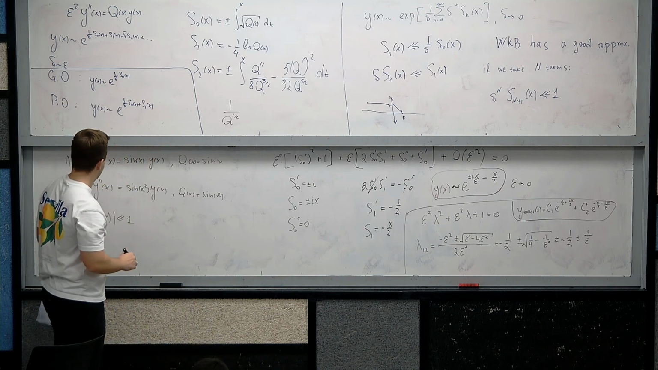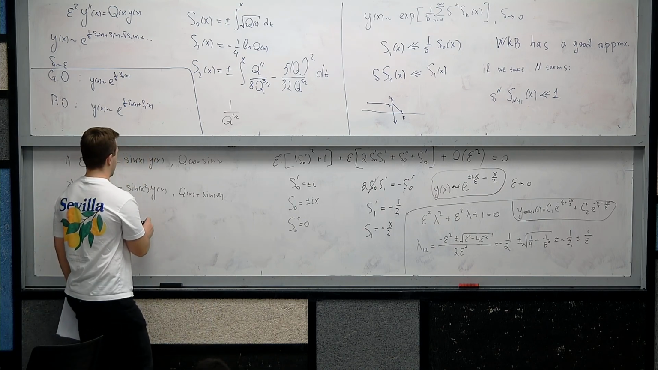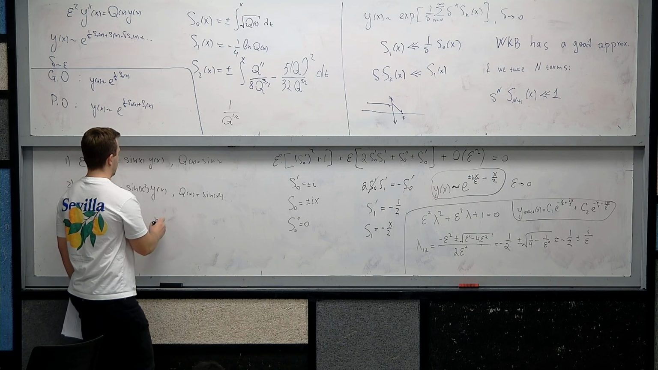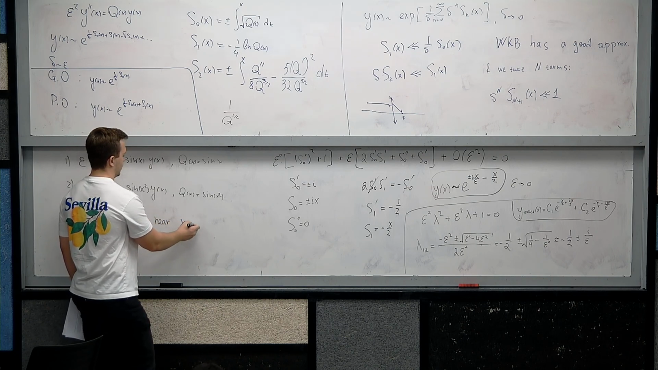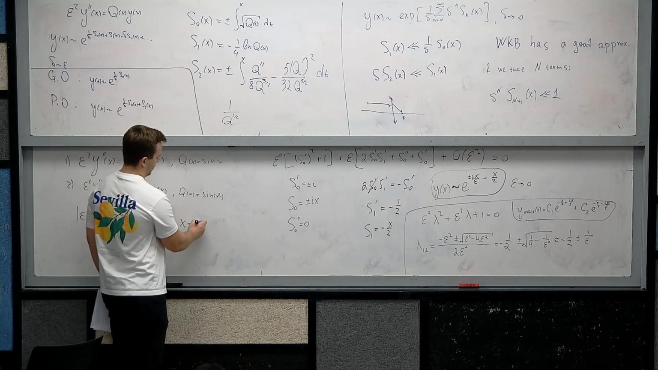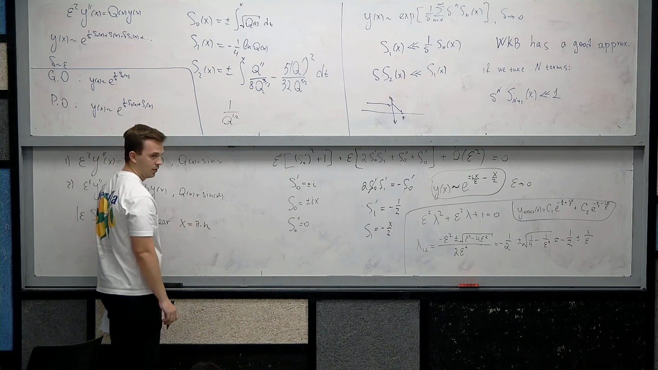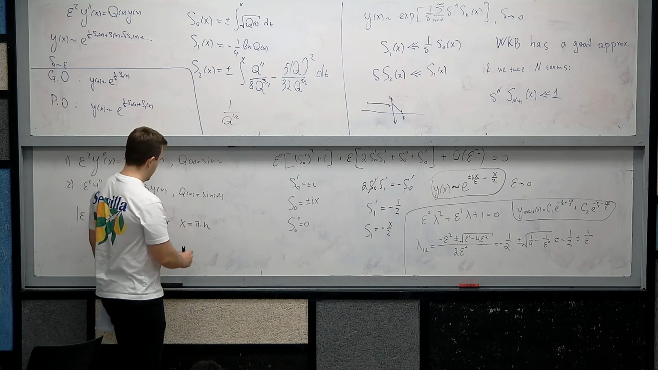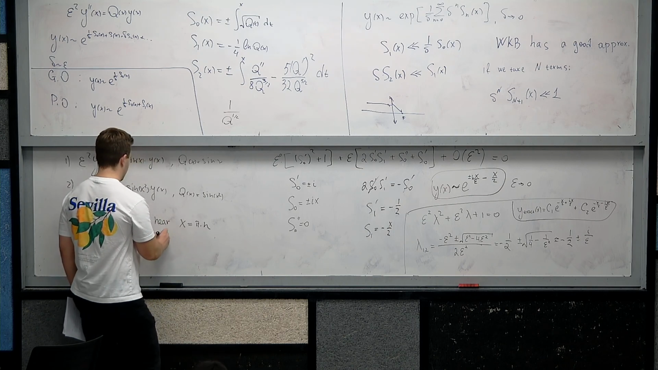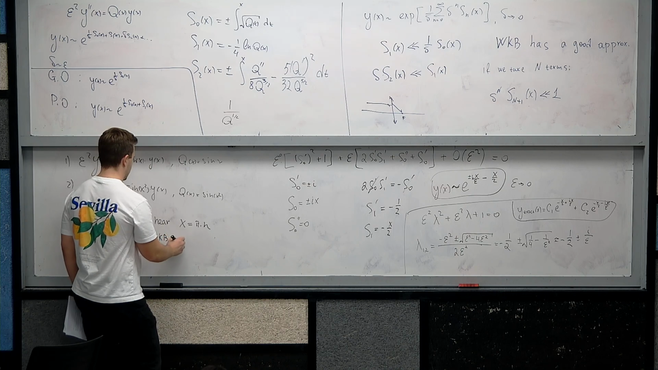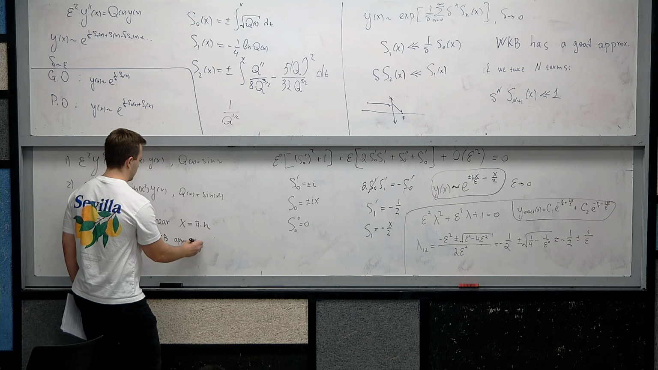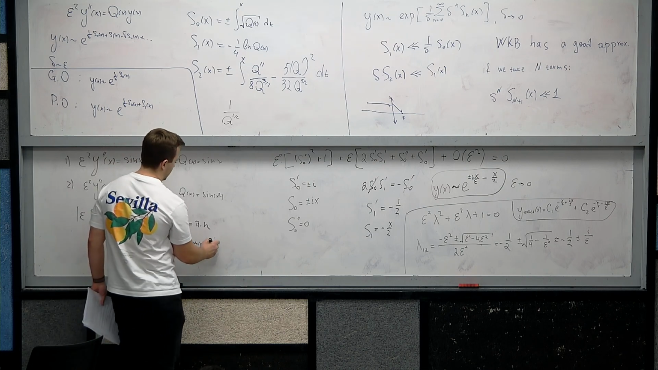So that's why we can claim that near x equals pi times n, the WKB approximation is bad.